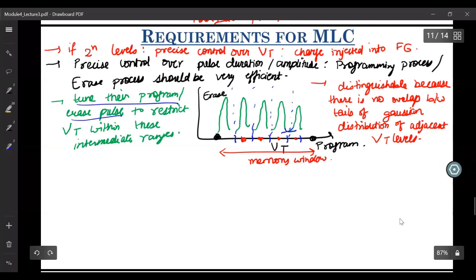If there is kind of overlap, let's say this Gaussian distribution goes like this, and this Gaussian distribution goes like this. So in this region, it becomes non-deterministic.